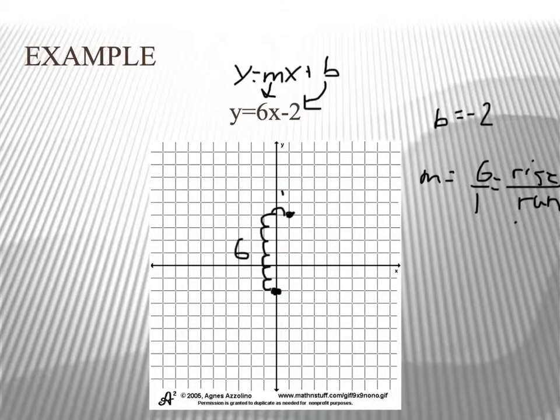Now that we have 2 points, all we need to do is draw the line between them. Ooh, my line's not straight at all, but you guys using the computer program will get it, or if you have a ruler, you could use that also.